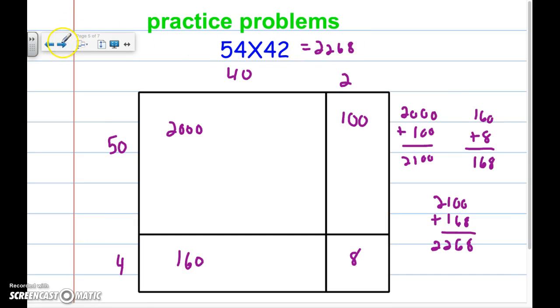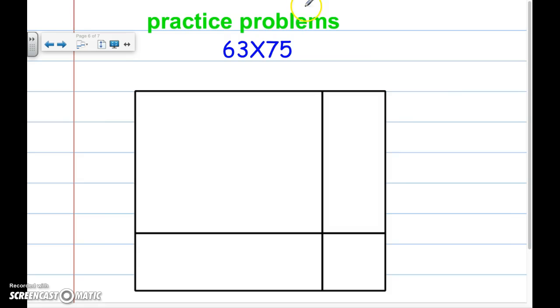Okay, let's move on. 63, so I'm going to break this down into 60, and the 3 goes right here, the 70, and the 5. Now, clearly this box is bigger because this box is going to have a giant number. So I have to do 60 times 70. 6 times 7 is 42. There's a 0 here and a 0 here, so I place them on the end.